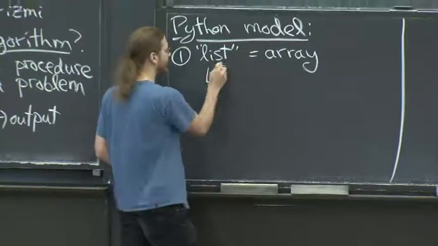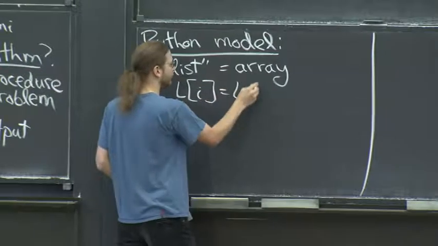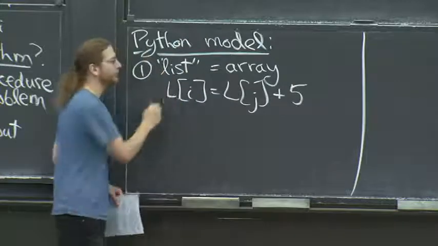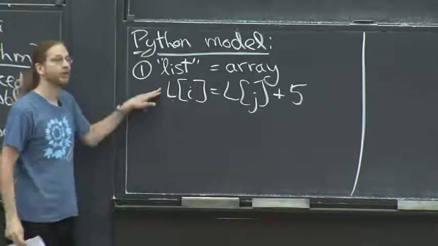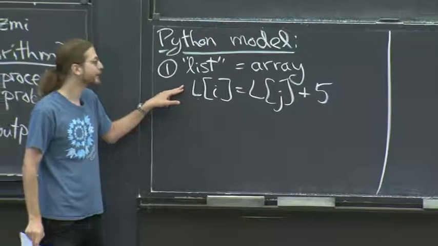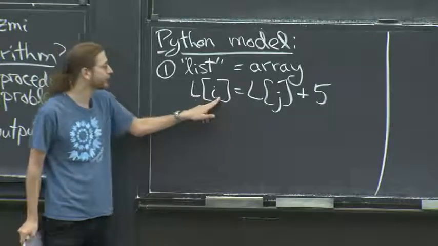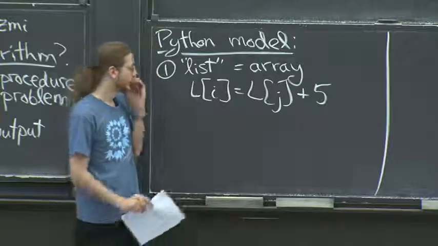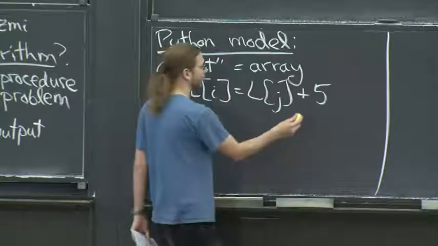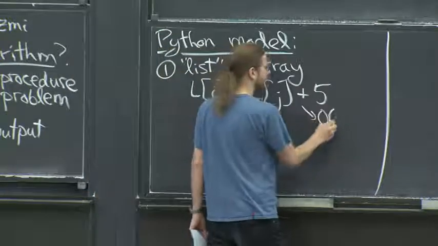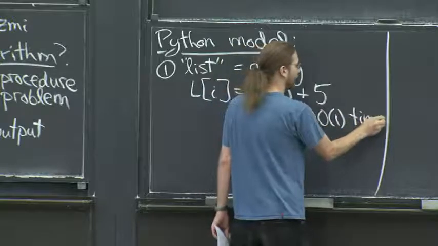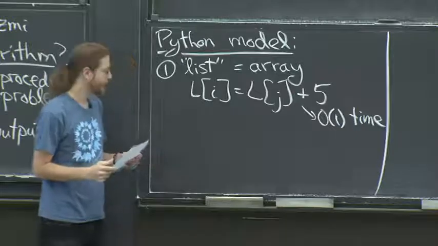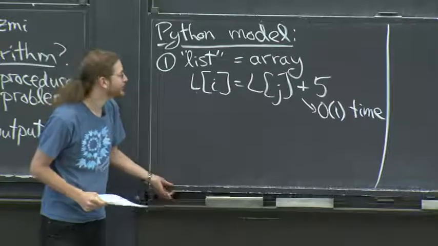You have a list L, and you do something like this. L is a list object. This takes constant time. In a linked list, it would take linear time because you've got to scan to position i, scan to position j, add 5, and store. But conveniently in Python, this takes constant time. And that's important to know. I know the terminology is super confusing, but blame the benevolent dictator for life.